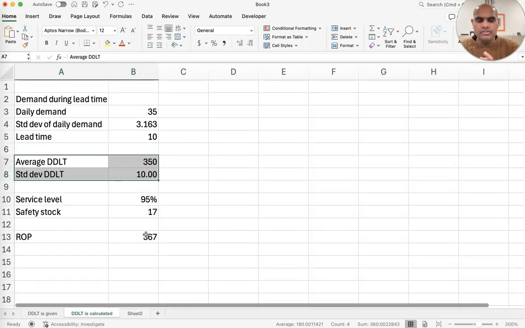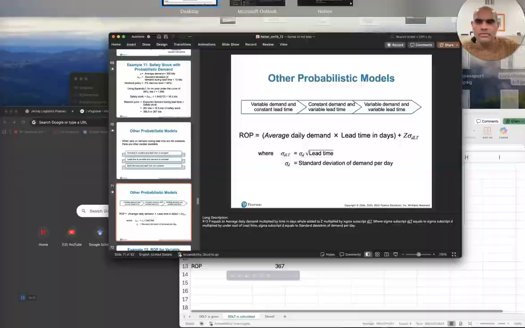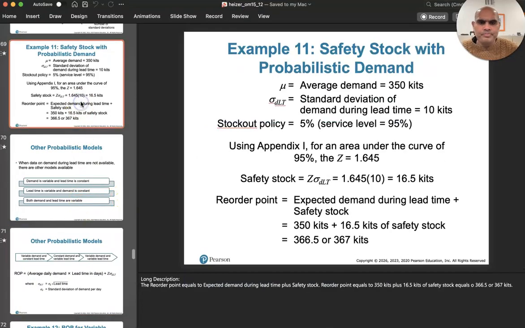All right. So that's the first thing. This is the example where demand is variable, but lead time is fixed. But let's see what happens if that's not the case. What if lead time itself is variable? So let's look at another example.